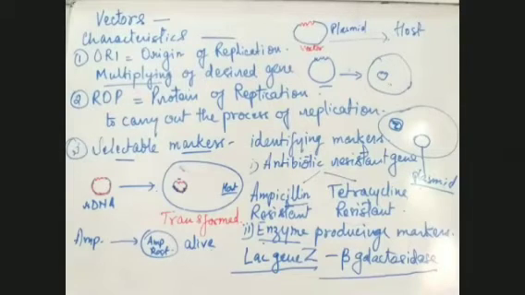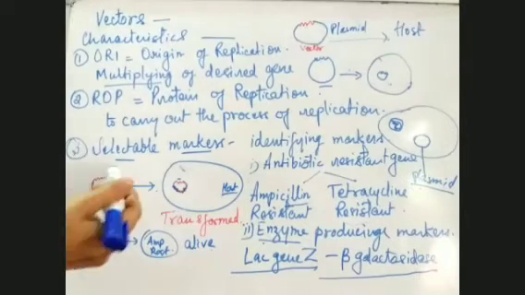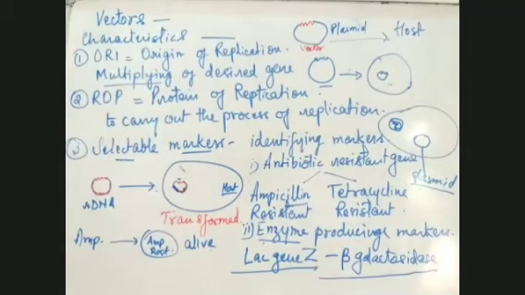Same way here, it should have a selectable marker by which we will be able to identify the different bacteria. Everywhere bacteria grow. If we allow a colony of bacteria to be formed, many bacteria will grow. Then it will be very difficult to find out which bacteria has our recombinant DNA or desired gene and which doesn't. So to find that host in which our recombinant gene is present, we use selectable markers. This is the third property, that vector should have selectable markers.